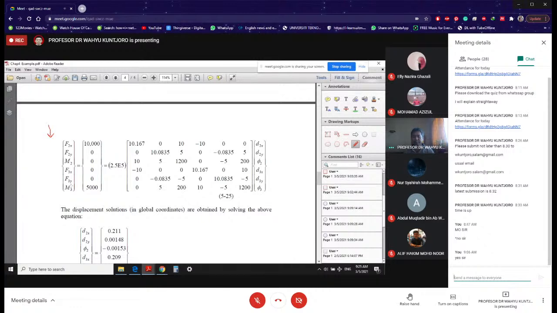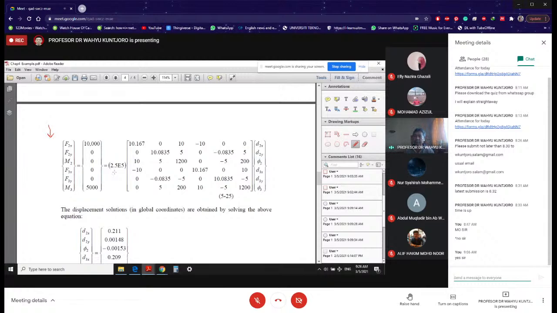which is 6 by 6 after you introduce the boundary condition. And now what we have here is all the forces that we know. The forces that we do not know, the reactions, they are not here. So they are all 0 except F2x, 10,000, and M3. Please take a note that M3, 5,000, these are positive.